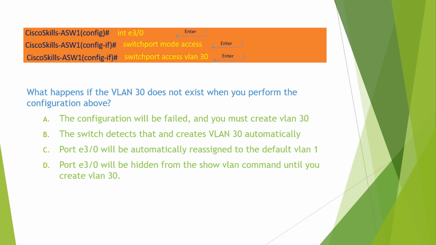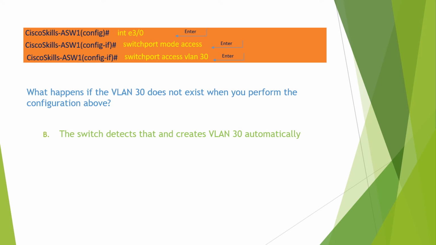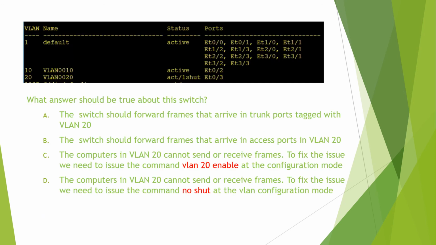What happens if VLAN 30 does not exist when you perform the configuration above? In this configuration, basically you configure the port E30, set it as an access port, and assign it to VLAN 30. If VLAN 30 doesn't exist, then the switch detects it and creates VLAN 30 automatically. Therefore, the answer for this question is B. You can find the detailed explanation for this question in the video, VLAN and VLAN trunking configuration and verification.